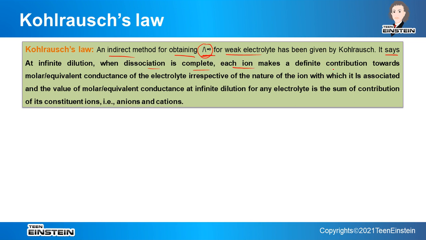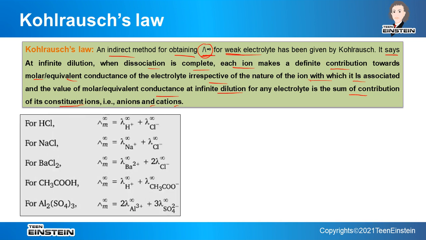So each ion will make a definite contribution towards the molar or equivalent conductance. That means each ion, cation and also anion, irrespective of the nature of the ion with which it is associated. That we have already seen from the experimental observation. And the value of conductance, whether molar or equivalent, at infinite dilution for any electrolyte is always the sum of the contributions of its constituent ions, that is anions and cations. And it is true not just for a weak electrolyte, it is also true for a strong electrolyte. Because though in the case of a strong electrolyte you can directly measure the lambda infinite value from the graph, the law is applicable for both electrolytes. Okay. Now how to find it out?